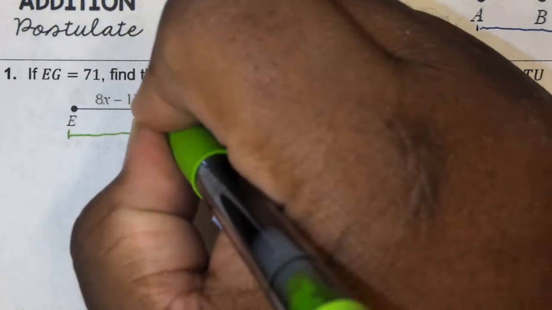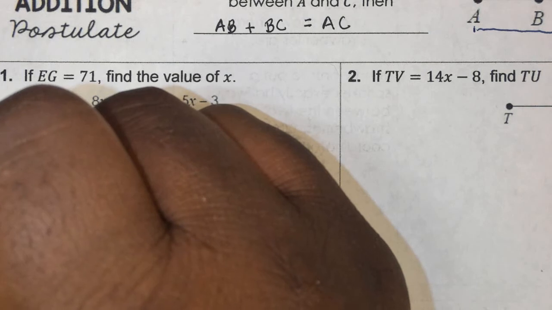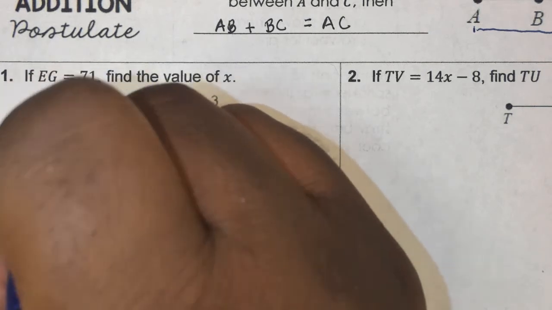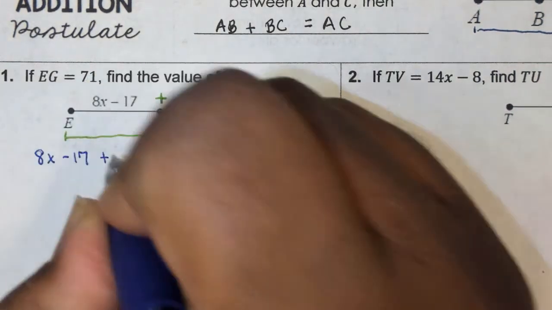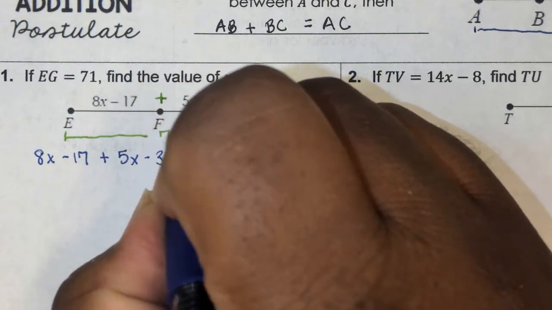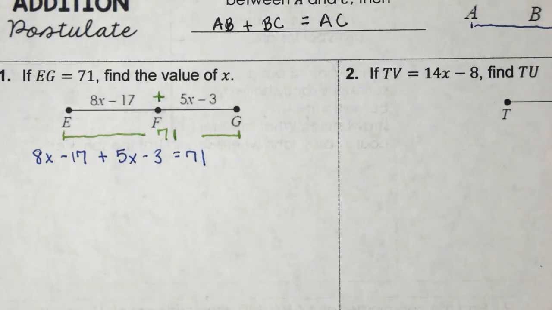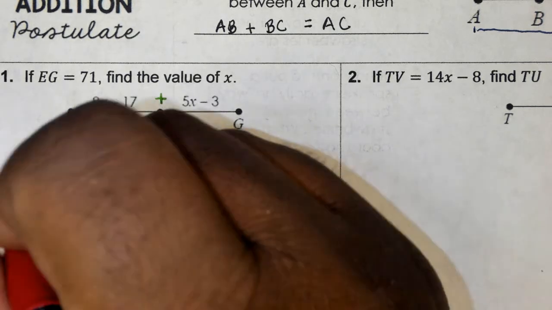So I know these are my two parts. If you want, it'll help to put a plus sign in between them. And then we're going to write our equation. The first equation is going to be 8x minus 17 plus 5x minus 3 equals 71. And then from there, you guys should know what we're going to do. We need to combine like terms.